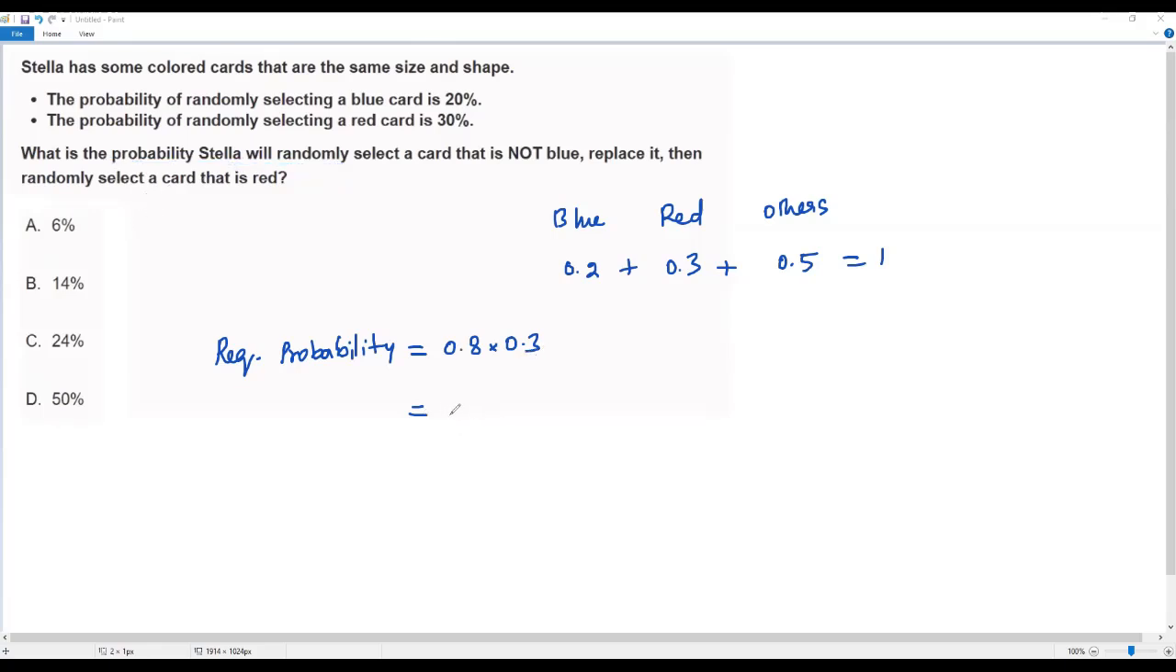0.8 times 0.3 equals 0.24. To convert this to a percentage, I have to multiply it by 100. When I multiply by 100, I get 24%. So the required probability is 24%. I find 24% in answer choice C. The correct answer choice for this question is C.